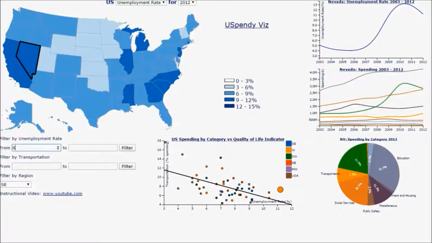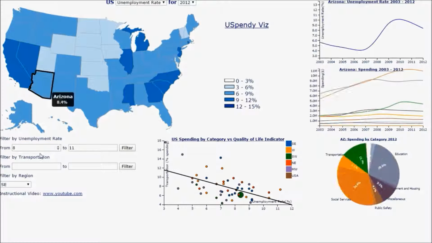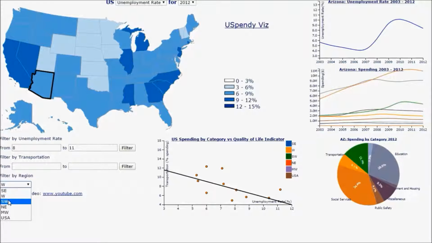We also have the option of filtering the scatter plot by a certain range. So we can filter by an unemployment range from 8% to 11%. We can also filter by region, the West, Southwest, Northeast, Midwest, as well as the Southeast.